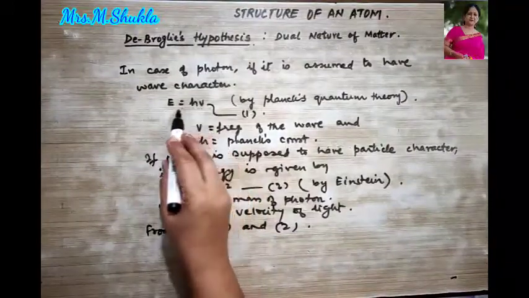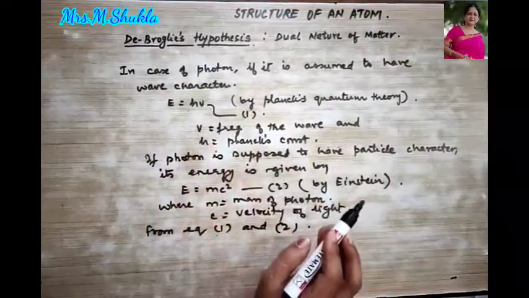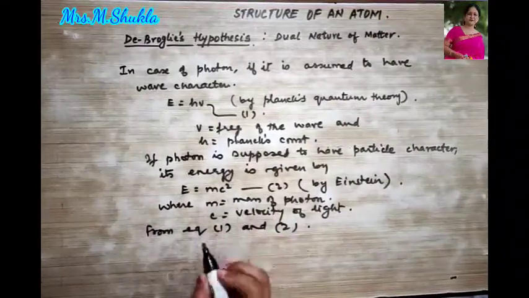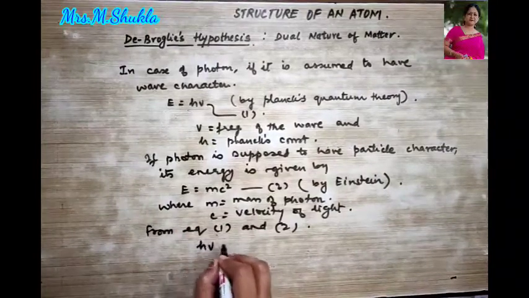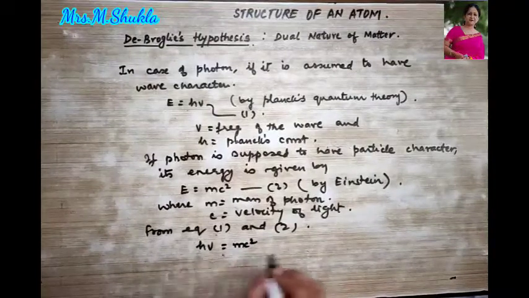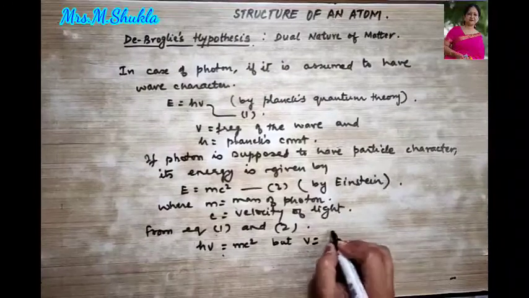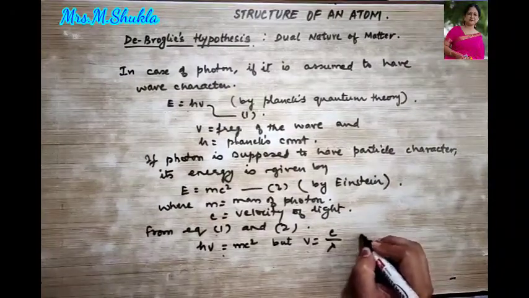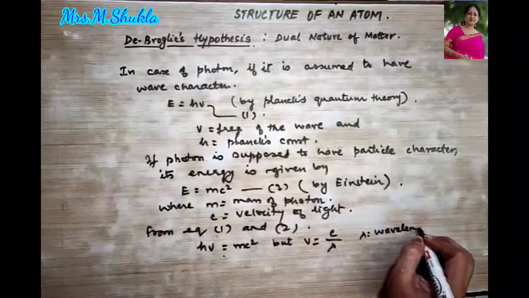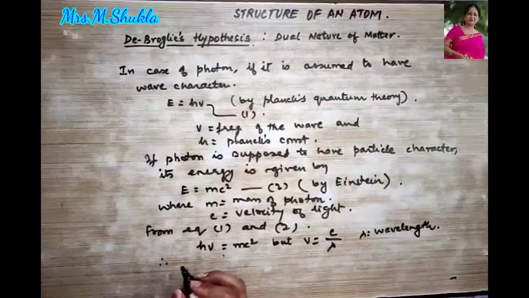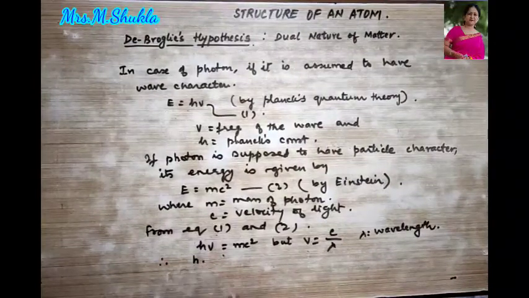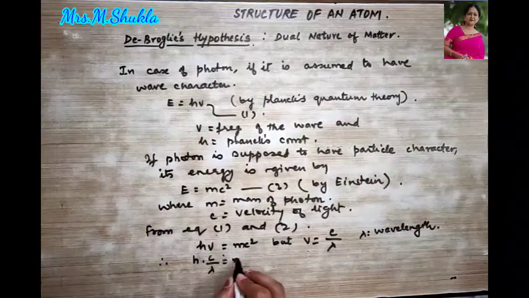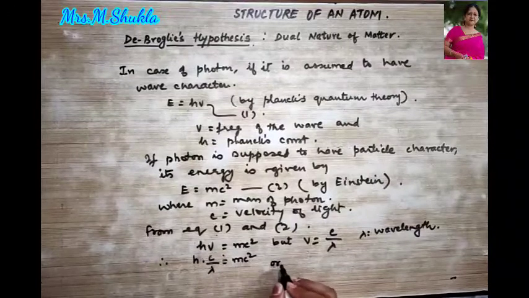See over here, E is equal to h into frequency, or Planck's constant into frequency of the wave. Here energy is equal to mass into velocity of light square. So we can say that hv is equal to mc square. But the frequency v is equal to c upon lambda, where lambda is your wavelength. Therefore h into c upon wavelength is equal to mc square.